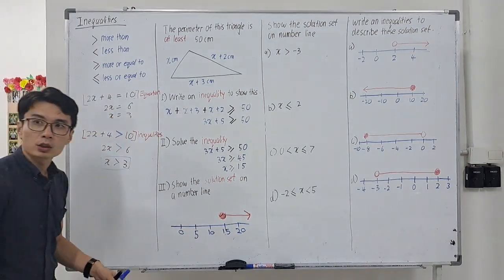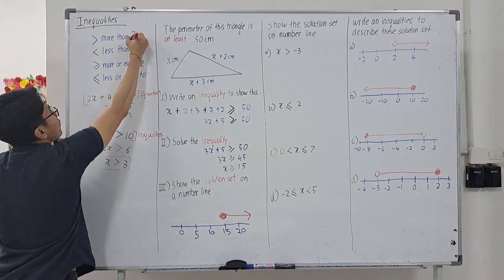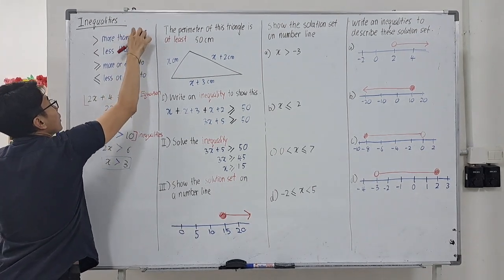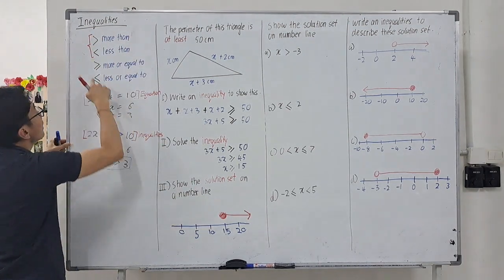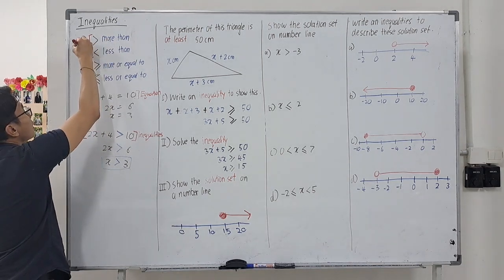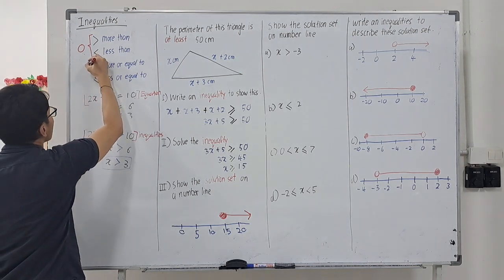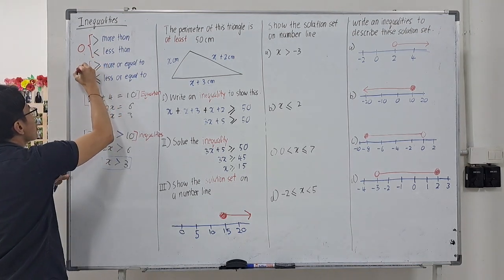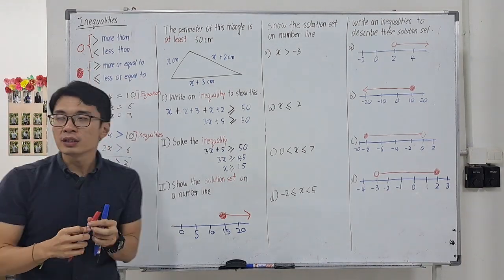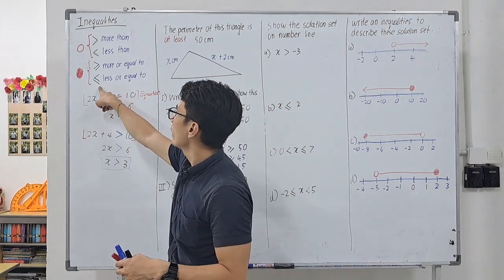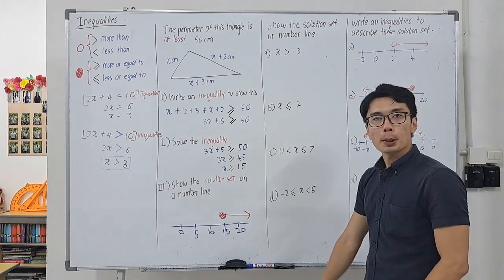So to put this as a general summary for you all, if you want to show this on a number line, these two signs will be represented by a clear circle, while these two will be represented by a shaded circle. Now, one way that is easy for me to remember is, you see over here, there are more lines, so it's shaded. That's how I remember it. So that's how you do it.